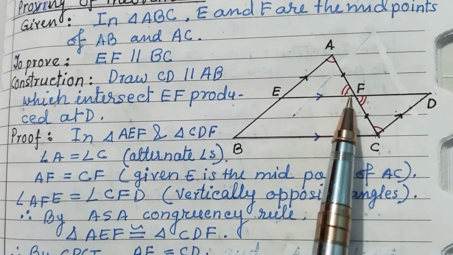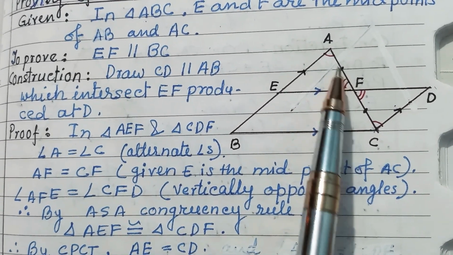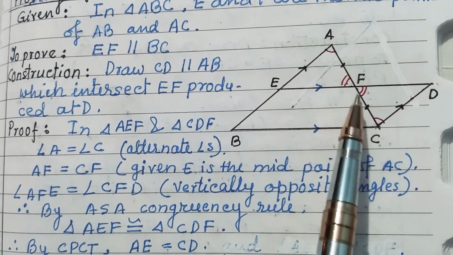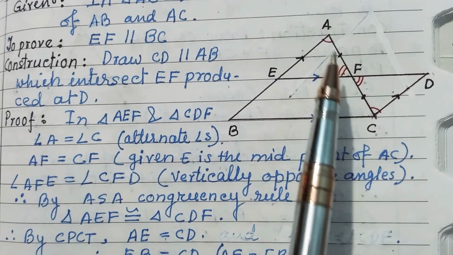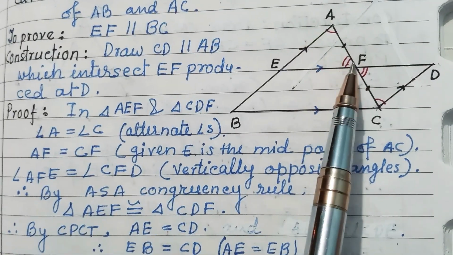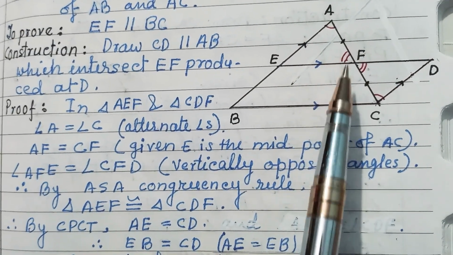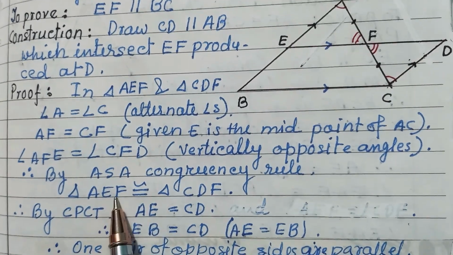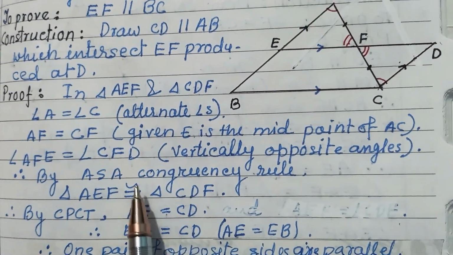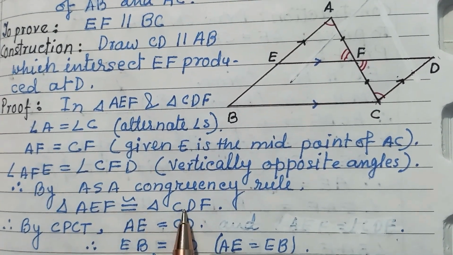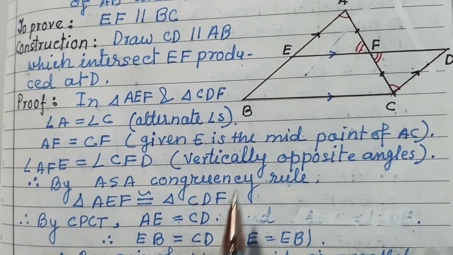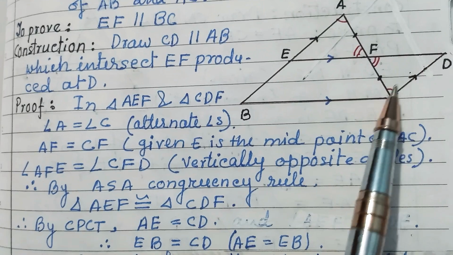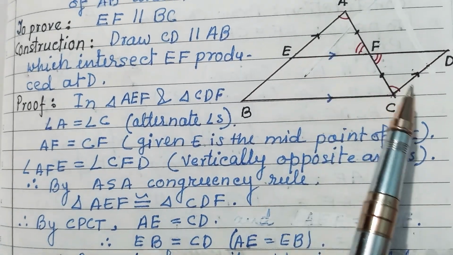Angle AEF and angle CFD, these two are vertically opposite angles. So by the angle side angle congruency rule, these two triangles are congruent. And by CPCT, AE is equal to CD. These two sides are equal.